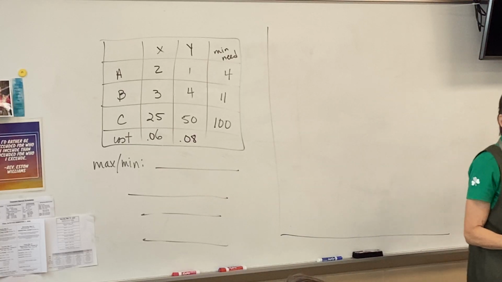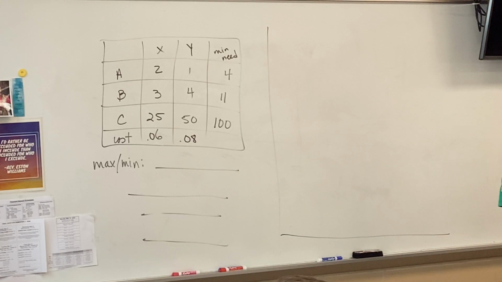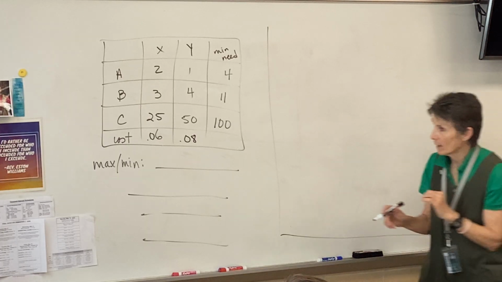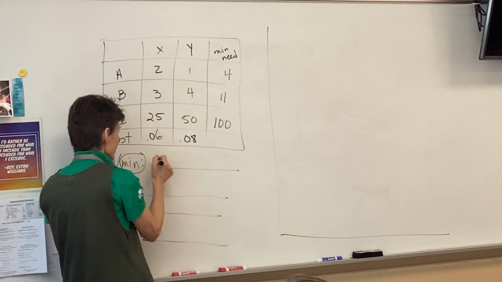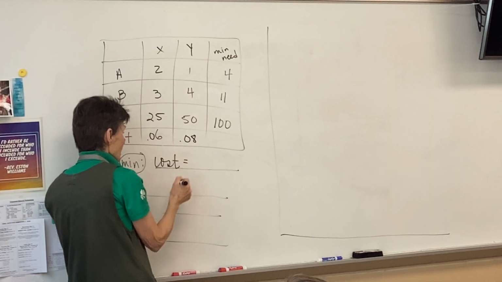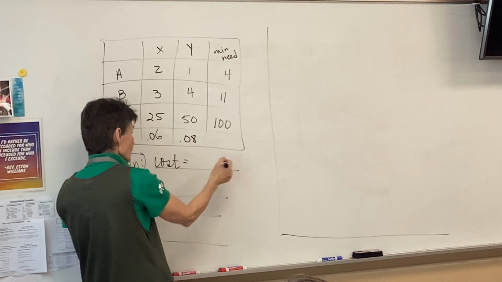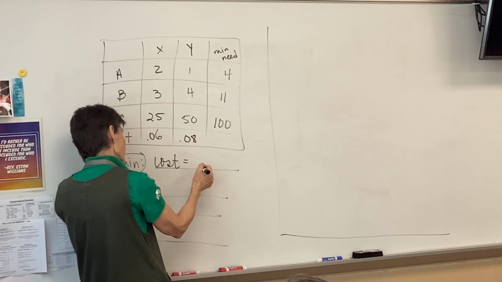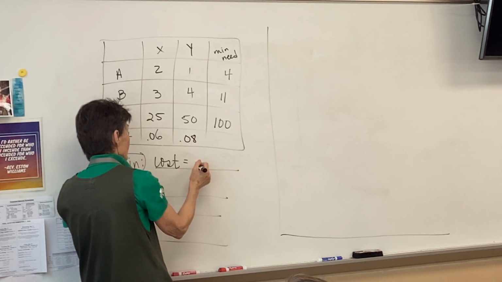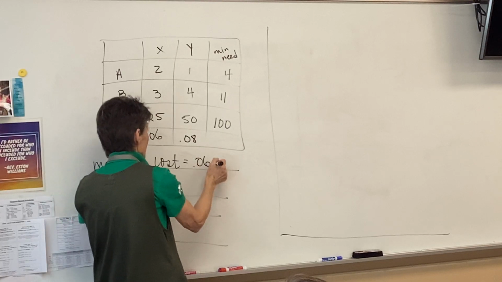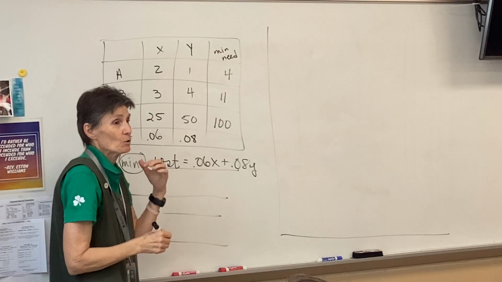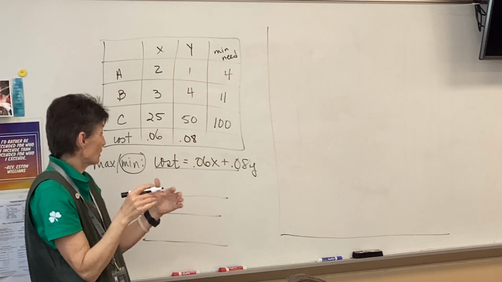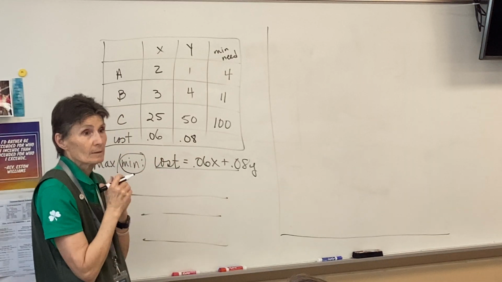What does that mean, most economically? Most cost efficient, which means cheapest, doesn't it? So we want to minimize the cost, and the cost will be calculated how? Exactly. If you're using decimals, it looks like that. If you're using 6 and 8, it will be 6x plus 8y.